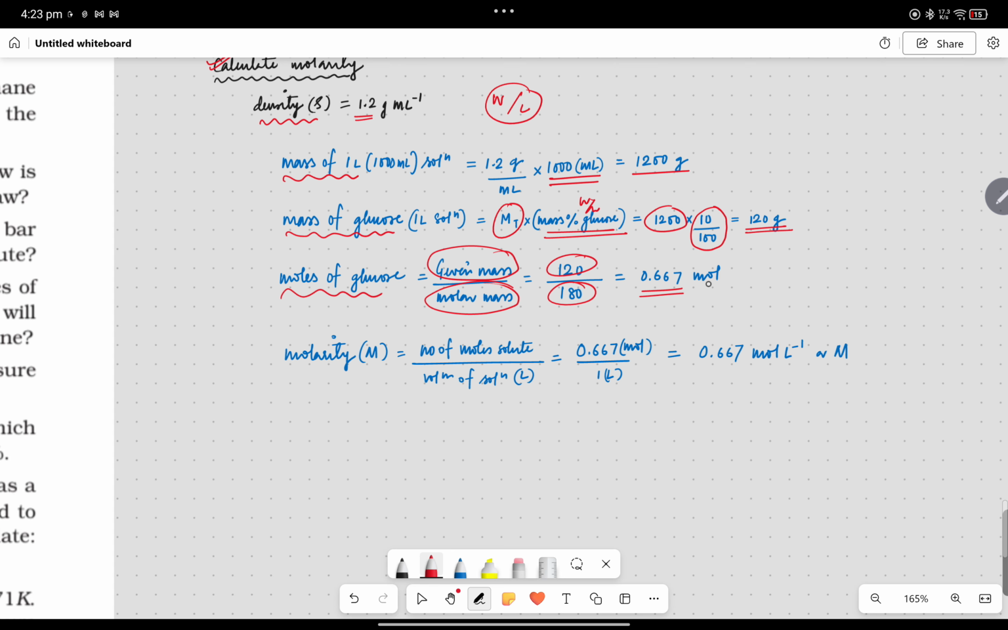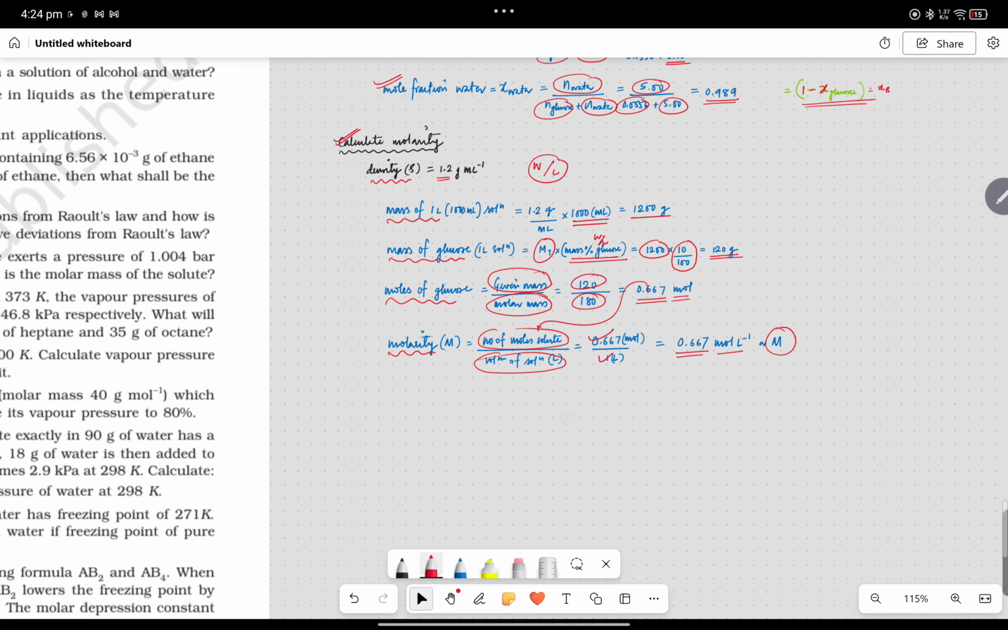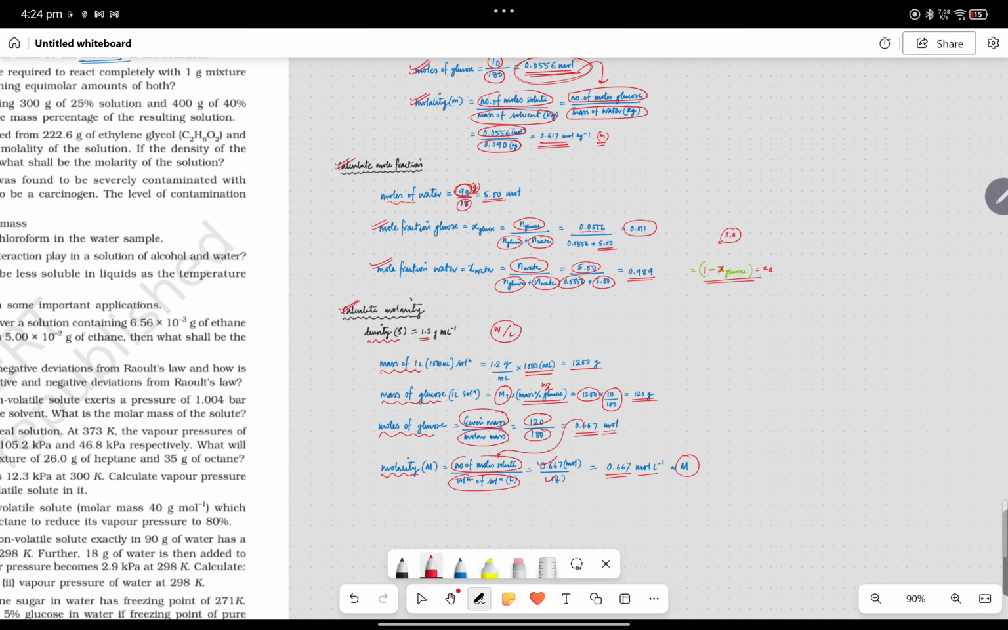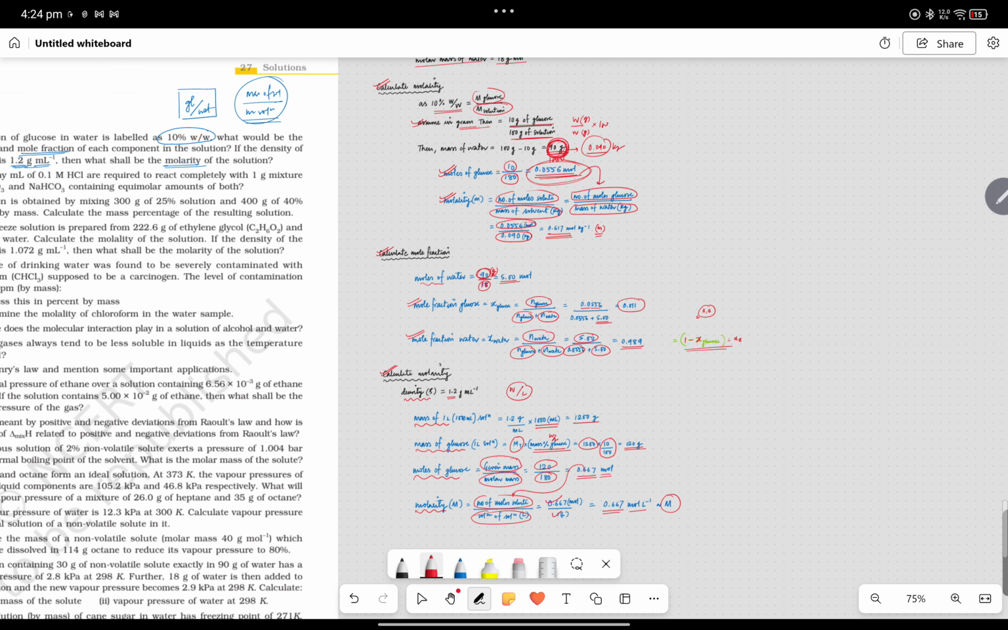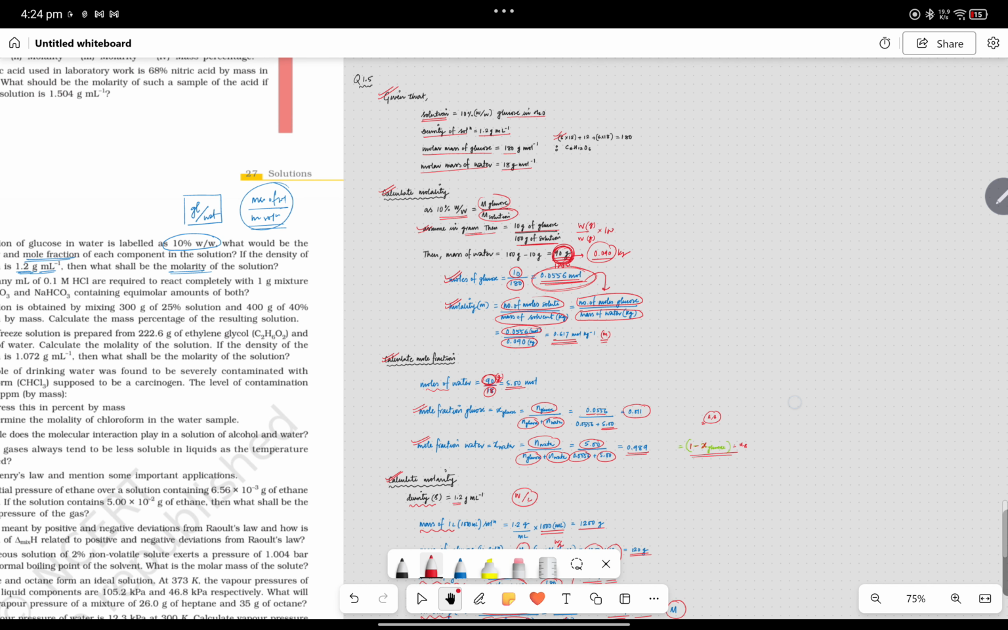0.667 moles you got. And once you have the moles, you have to put it in the molarity formula: number of moles of solute by volume of solution in liter, so 0.667 and 1 liter, and that is 0.667 mole per liter, or molarity. So 0.667 molarity of this solution we have. So that's it, simple. You have to just build the approach to solve this question, what steps you have to follow to get to the answer, right? Simple. You can now see this solution here. Okay.